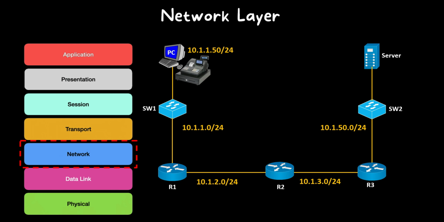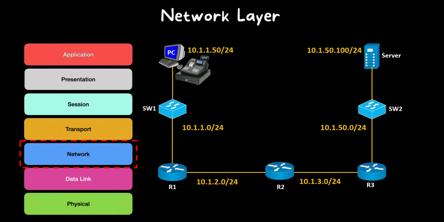One IP address should be specified for the server. So for the server, I am giving 10.1.50.100/24. So in this communication, the major devices are the client PC and the server. For the client PC, I have given 10.1.1.50, and for the server, I have given 10.1.50.100.